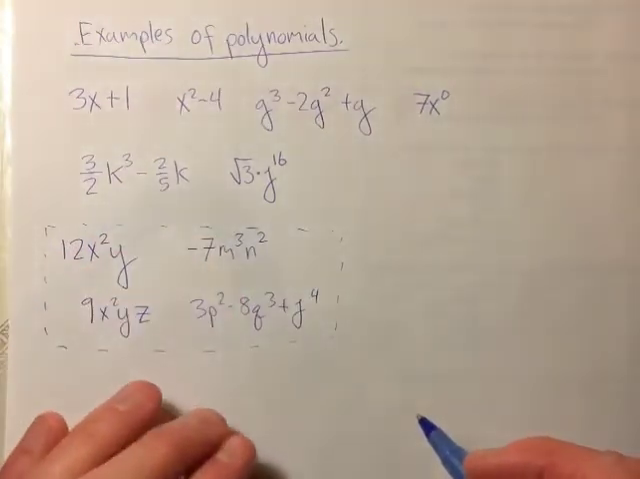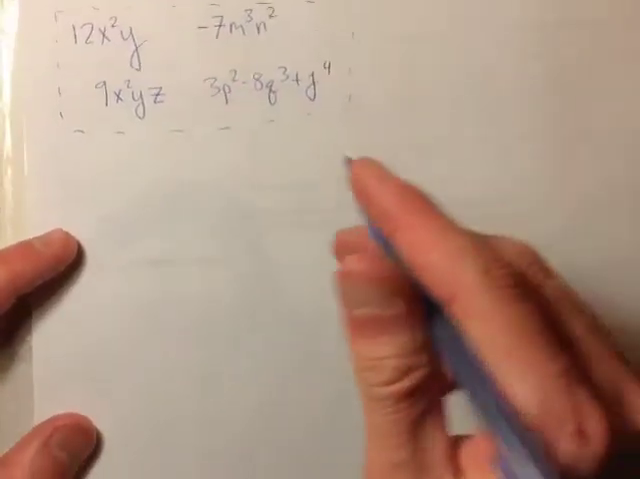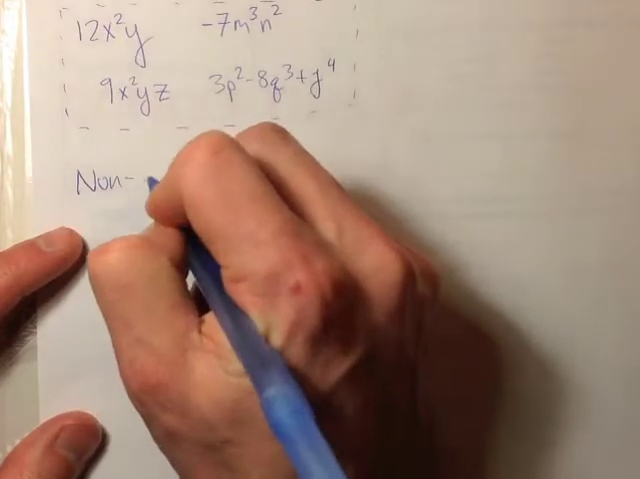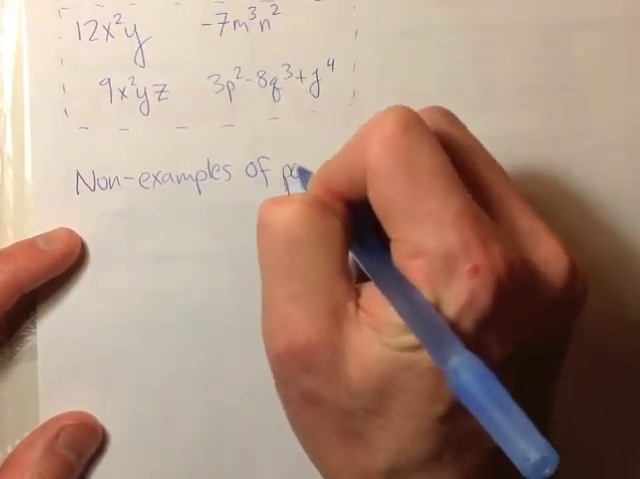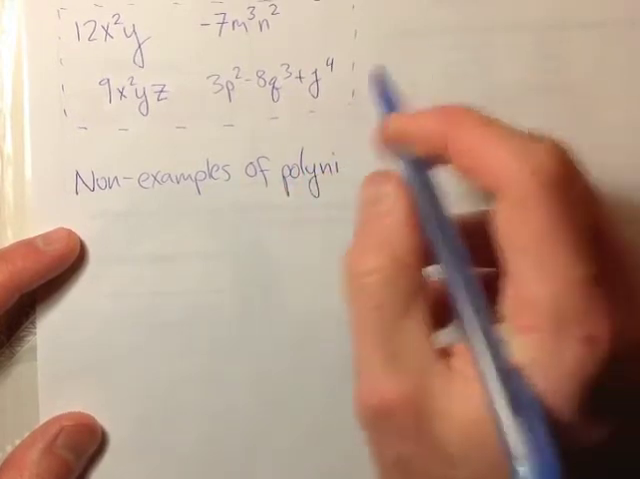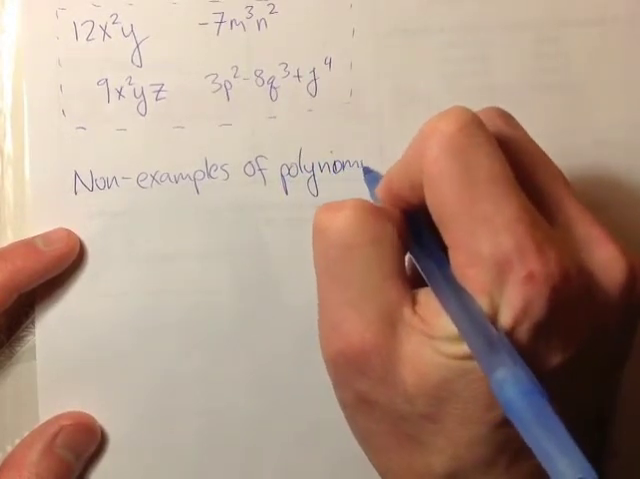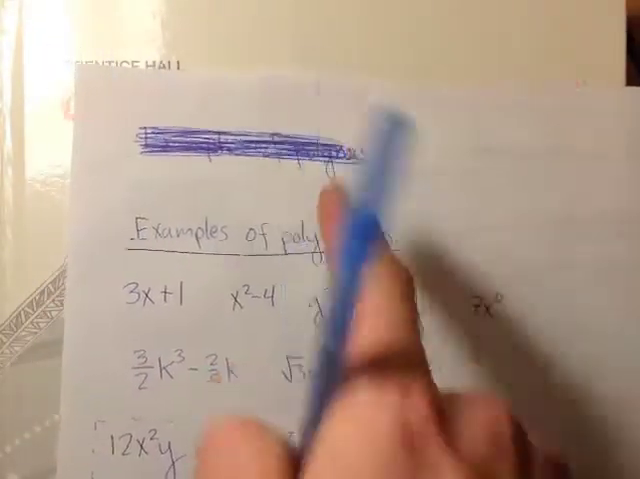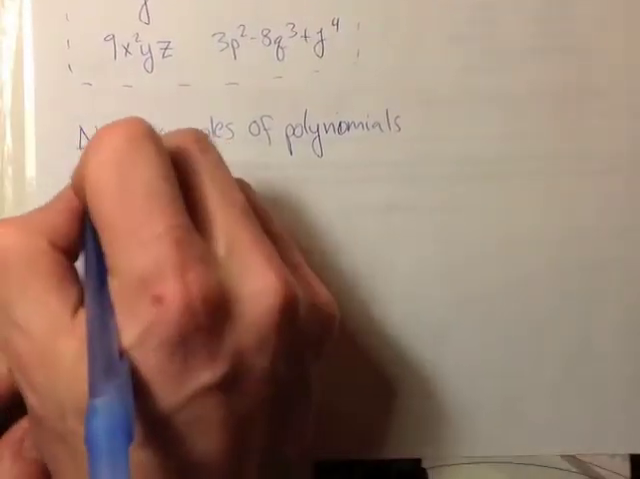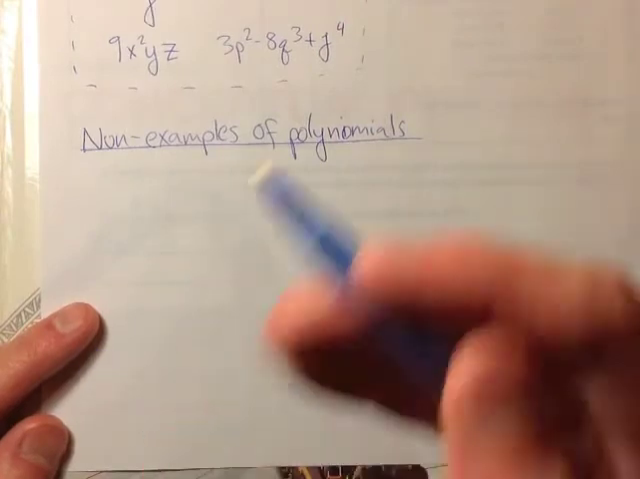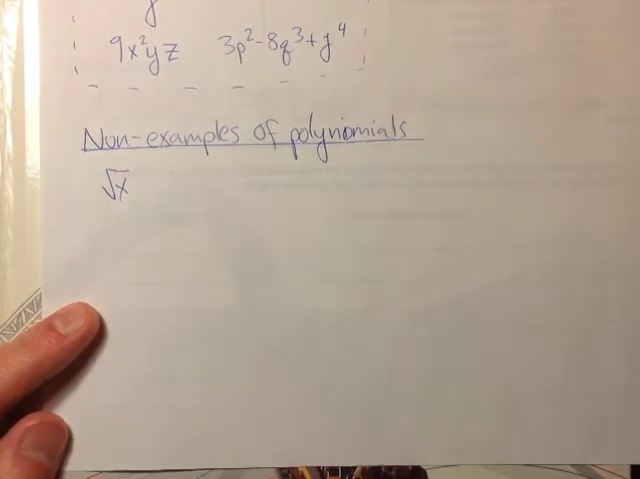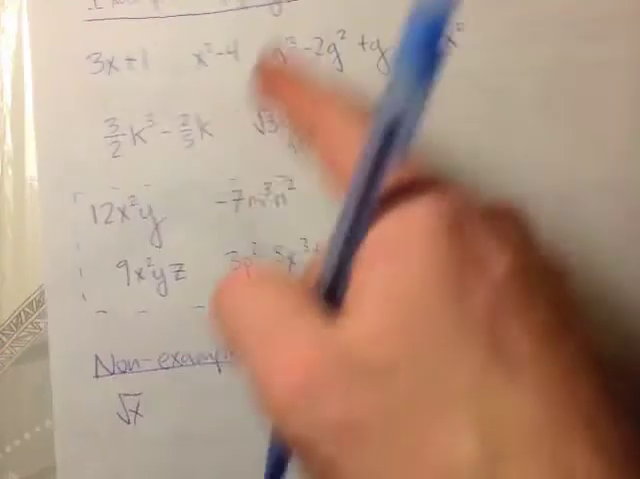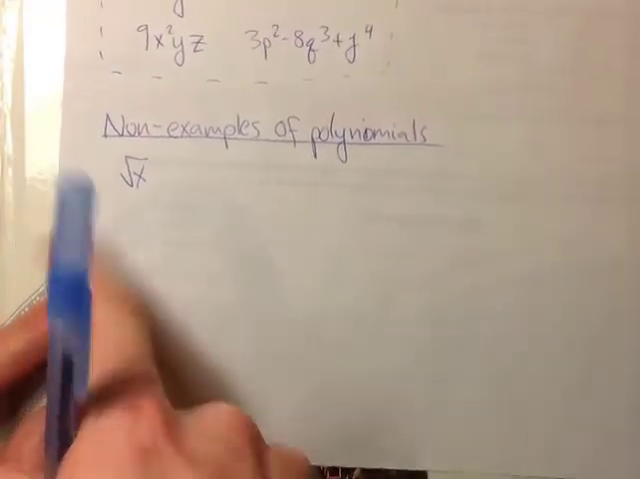Now, with examples, let's also think about non-examples of polynomials. What are some things that you might see in this class? I cannot spell today, polynomials. That's why I scratched that out. I couldn't spell polynomial right. What are some examples of things that are not polynomials? Here's one. Square root of x is not a polynomial. It's very simple, much simpler than a lot of this junk, but that is not a polynomial.